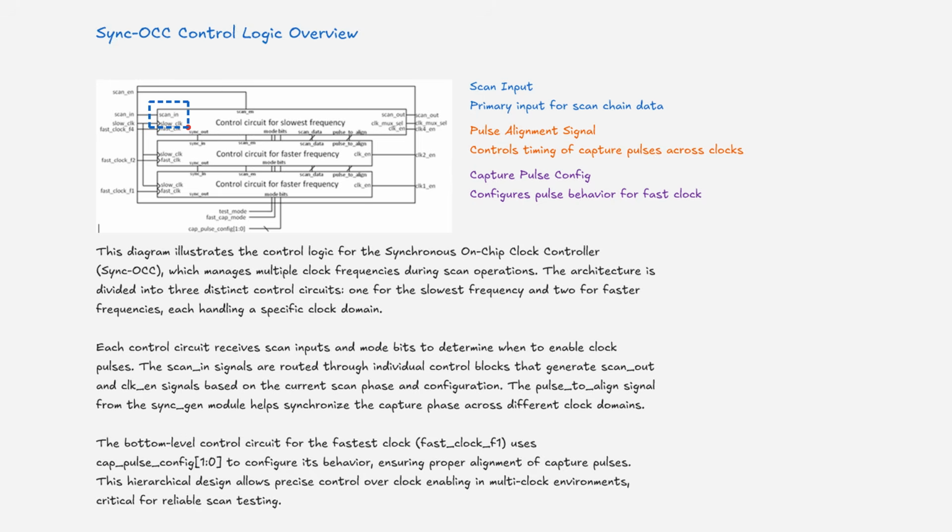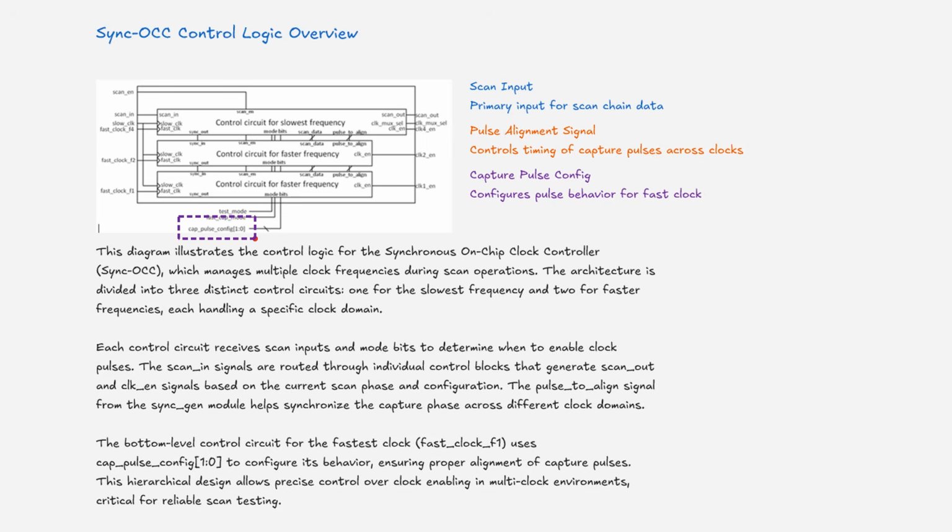Each control circuit receives scan inputs and mode bits to determine when to enable clock pulses. The scan in signals are routed through individual control blocks that generate scan out and CLK enable signals based on the current scan phase and configuration. The pulse-to-align signal from the SyncGen module helps synchronize the capture phase across different clock domains. The bottom-level control circuit for the fastest clock, fast clock F1, uses cap pulse config 1 to 0 to configure its behavior, ensuring proper alignment of capture pulses. This hierarchical design allows precise control over clock enabling in multi-clock environments, critical for reliable scan testing.